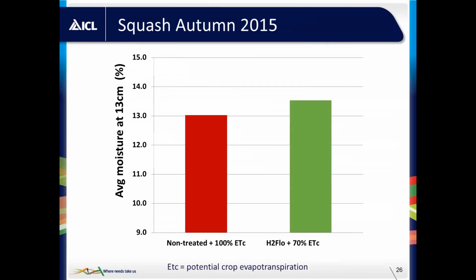So this first graph shows you the average moisture at the centre of the beds, 13 centimetres down. It's as a percentage, and you can see that the non-treated, so that's just water on its own at 100% irrigation level, ETc, which is the potential crop evapotranspiration, was running at 13%. And if you reduce the water by 30% but also added H2Flo, you could actually increase that moisture level slightly. So we were managing to have very similar or slightly more moisture, even with 30% less water applied.